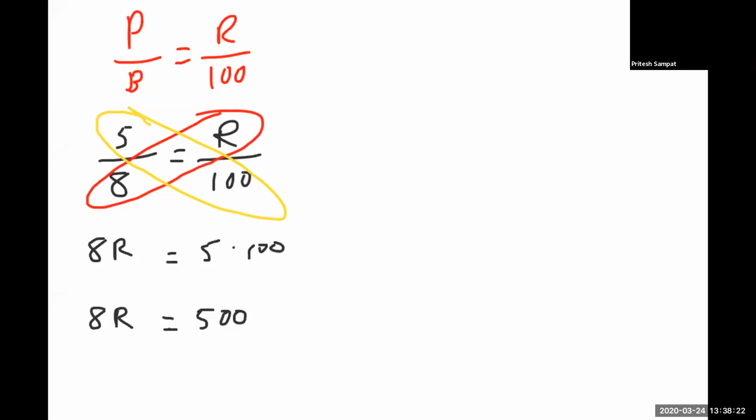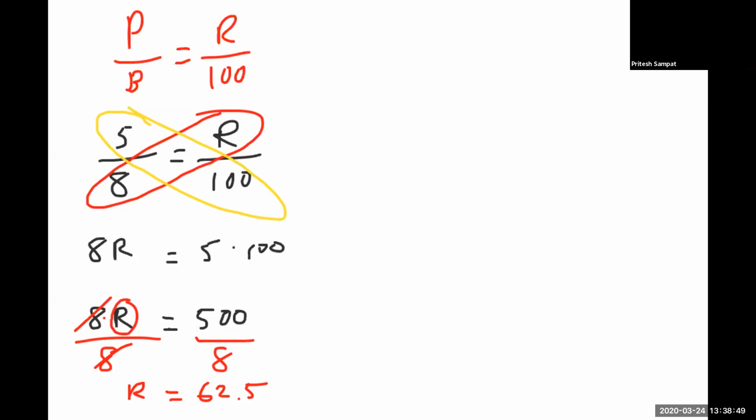Now with 8r, I want to solve for the r. And if 8 is being multiplied by it, I need to perform the opposite function. So I'll divide by 8. So I'll put that as a denominator. Now these can cancel out. Whatever I do to the left side, I need to do to the right. So I'll divide by 8 over here. And when I solve for r, I get 62.5.